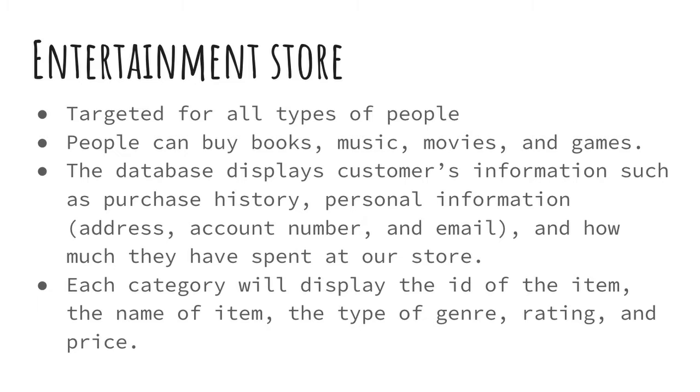The database displays the customer's information such as the purchase history, personal information like the address, account number, and email, and how much they have spent at our store. Each category will display the ID of the item, the name of the item, the type of genre, rating, and price.